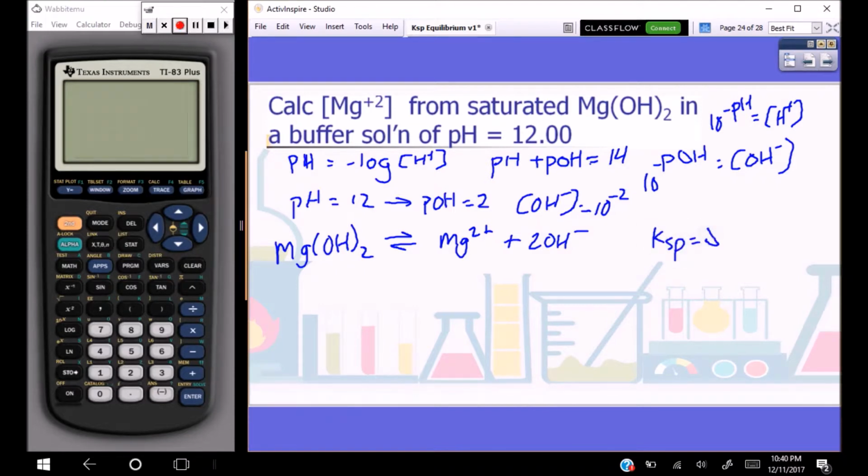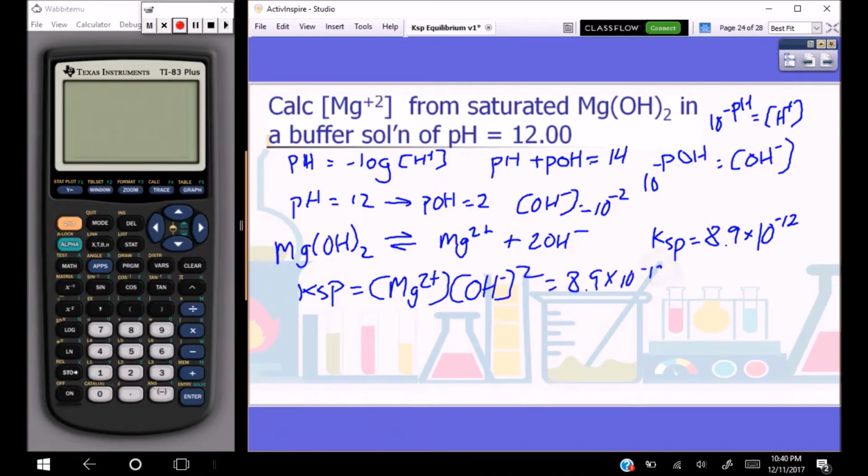The Ksp for the magnesium hydroxide on the table that I'm using is 8.9 times 10 to the negative 12th. It depends on what table you're using. But we could set it up almost like a common ion problem. The tricky part was just figuring out the OH concentration. So we've got our magnesium 2 plus, we've got our hydroxide, and this is squared, equal to 8.9 times 10 to the negative 12.